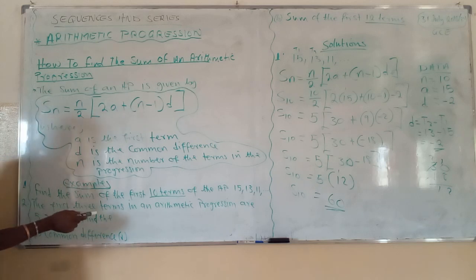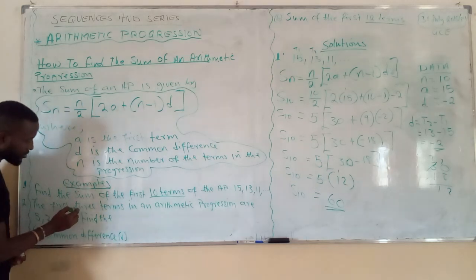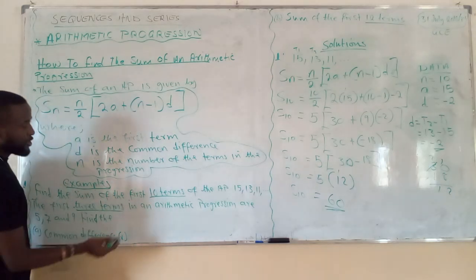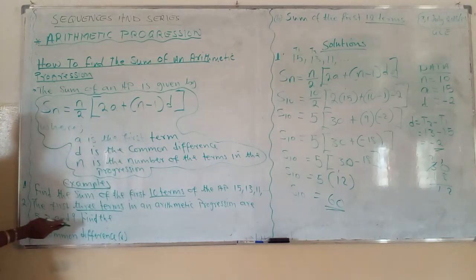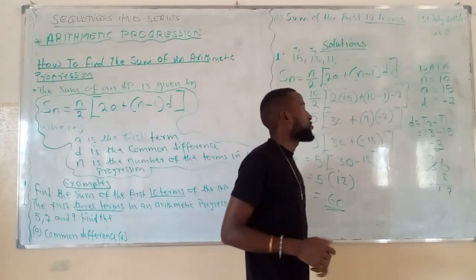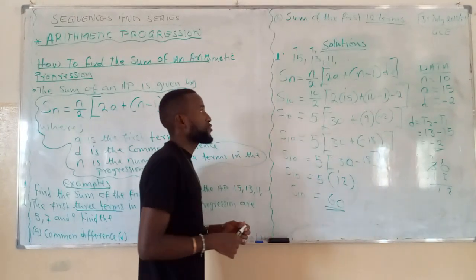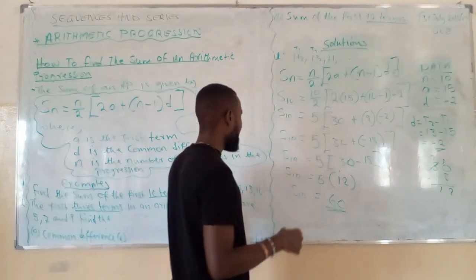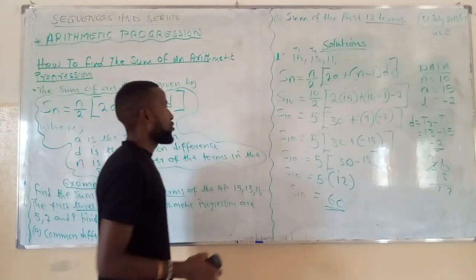So the first three terms in arithmetic progression are 5, 7, and 9. Find the common difference, and then find the sum of the first 12 terms. This was the 31st July 2018 Paper 1 GCE. That was when it was written. So I will erase this.